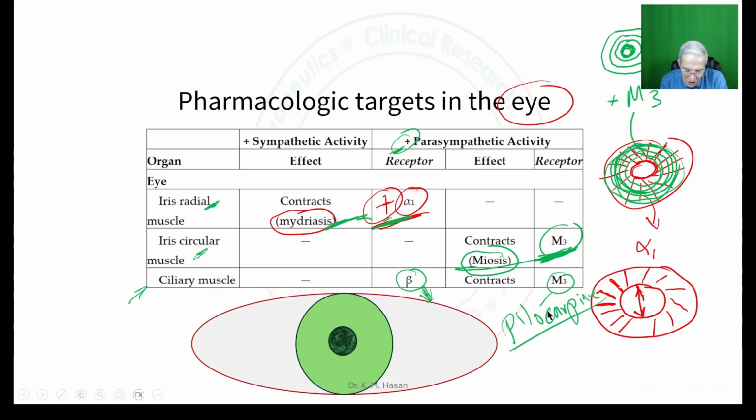But what we need you to remember here, we have two main types of receptor in the eye. We have alpha 1 receptor. If you activate alpha adrenergic receptor, the result will be mydriasis. If you activate M3 receptor, it will be meiosis. The question: what type of muscles will be innervated by the alpha receptor? Iris radial muscle. What type of muscle will be innervated by M3 receptor? Iris circular muscles.